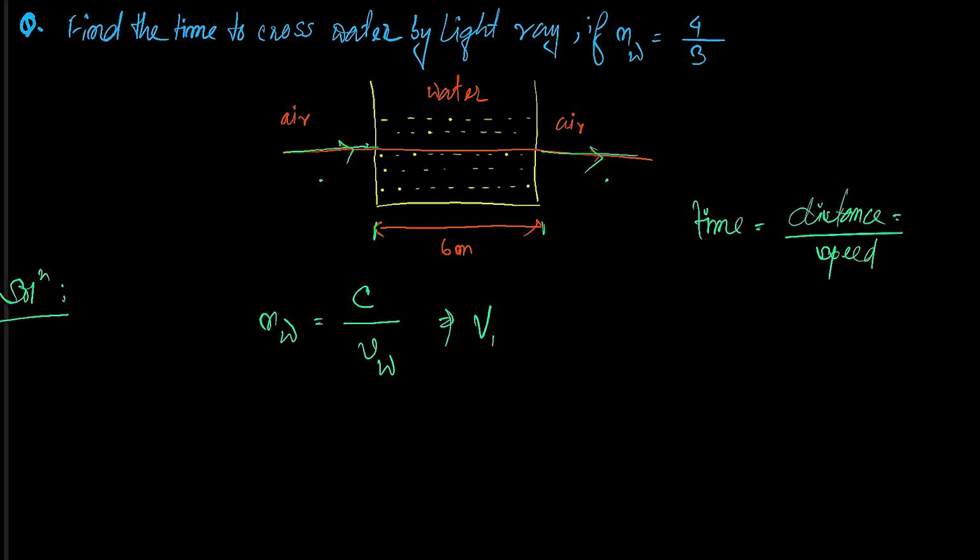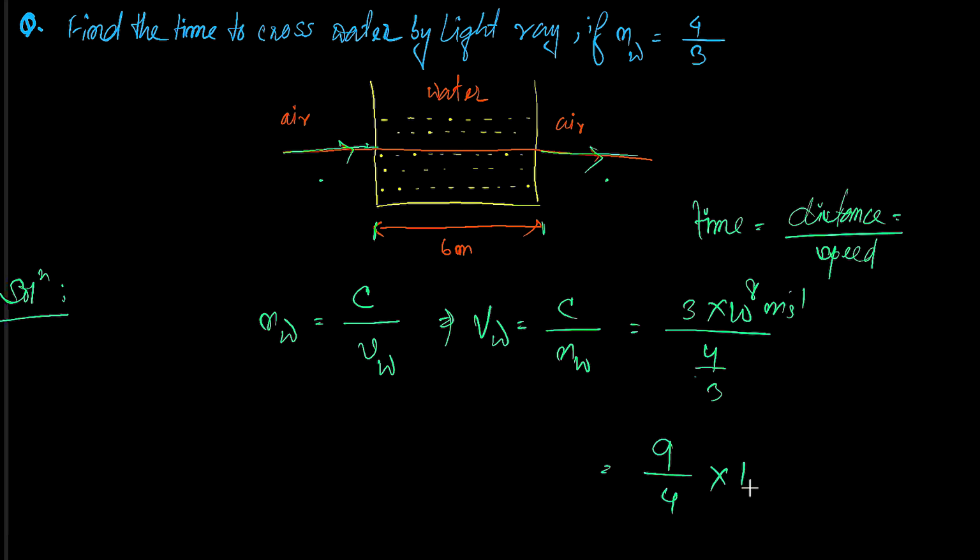So we will do some cross multiplication. There will be c by n_w. We know the value of c is 3 into 10 to the power 8 meter per second. The n_w is also given, 4 by 3. So what is going to be there? 9 by 4 into 10 to the power 8 meter per second. We have got that.